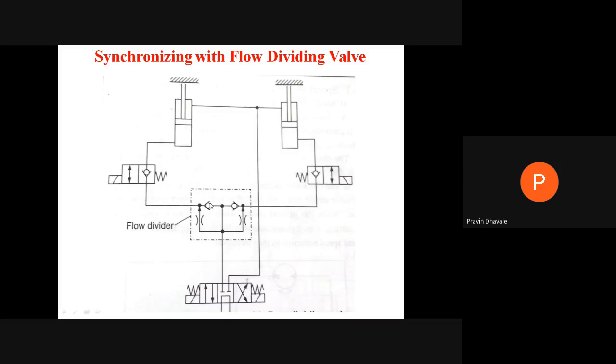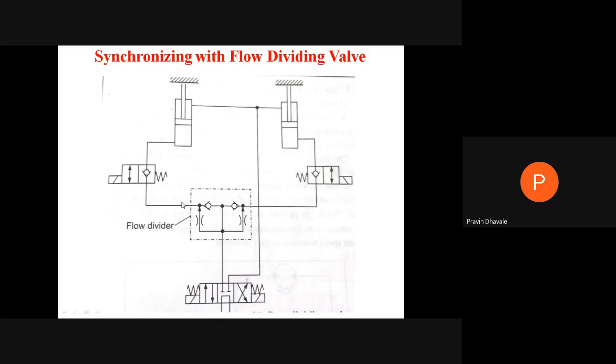Now, in this diagram, to carry out the synchronized motion of both cylinders, we are using this flow dividing valve. Its name itself indicates its meaning. Flow divider means whatever fluid is coming from the pump, it will be equally divided to each cylinder. Equally divided to each cylinder. Right? Are you getting it? Means by providing the flow dividing valve, we can synchronize the motion.